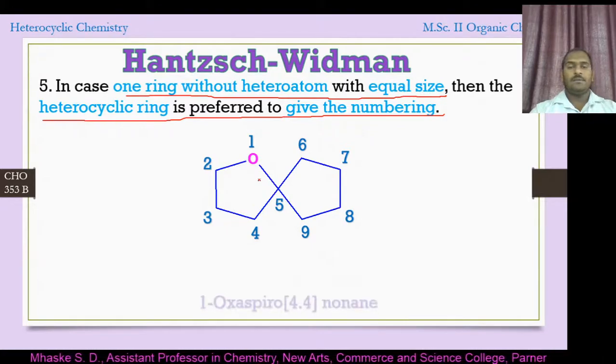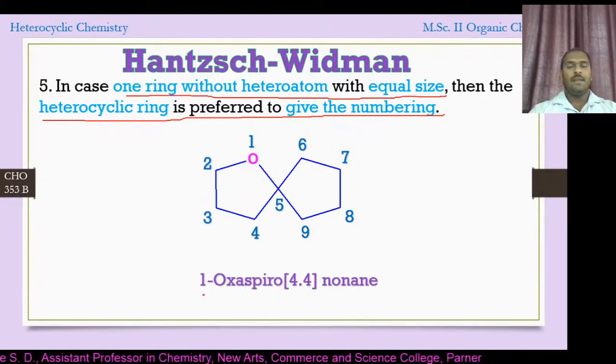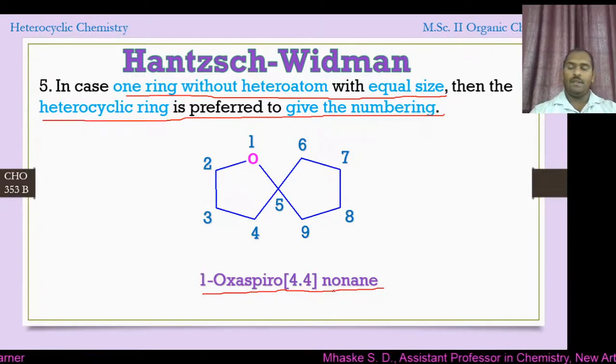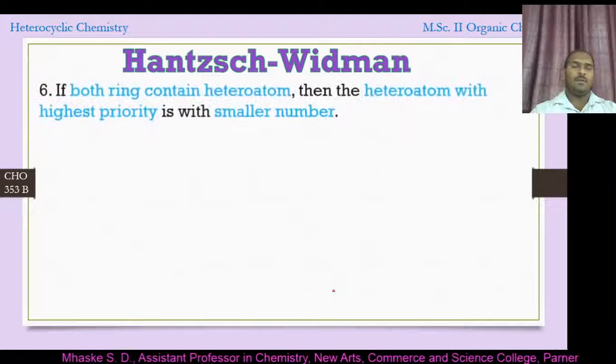Okay, now see here, is it correct? 1-oxaspiro[4.4], and nonane is the parent, therefore nonane. So the compound name is 1-oxaspiro[4.4]nonane, that is the IUPAC nomenclature for the compound. So let's consider another rule.